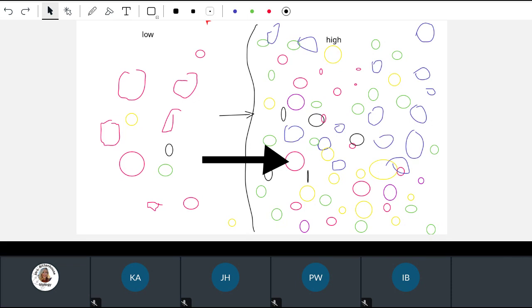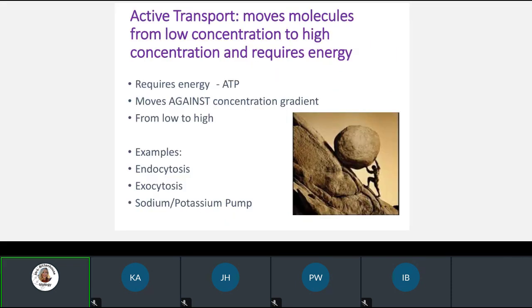Good. Let's flip back. Good. And it kind of reminds me of this guy right here on the slide. He's moving against the gradient. All right. Some examples of that are going to be this. So I want you to relate these words as we dive into the lesson: endocytosis, exocytosis. And then we're going to talk about this protein pump right here, the sodium potassium pump.